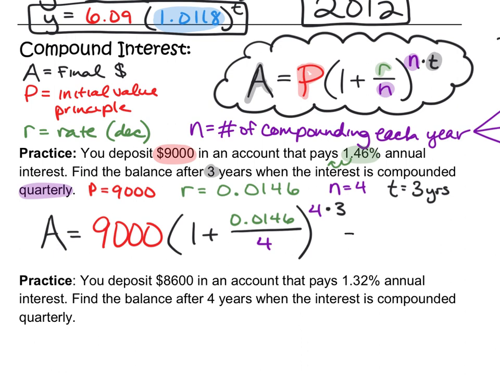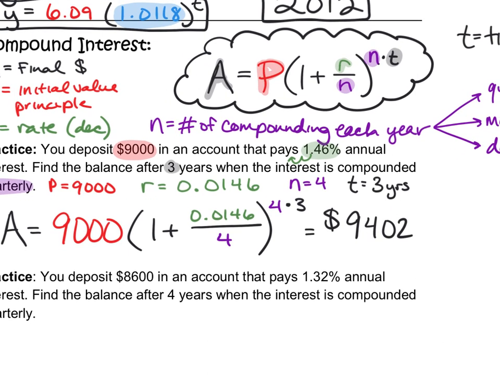When you type that in, you should get a dollar amount. And since it's a dollar amount, we're gonna leave 2 decimals because that's how we write money. So it should be, hopefully, $9,402.21.